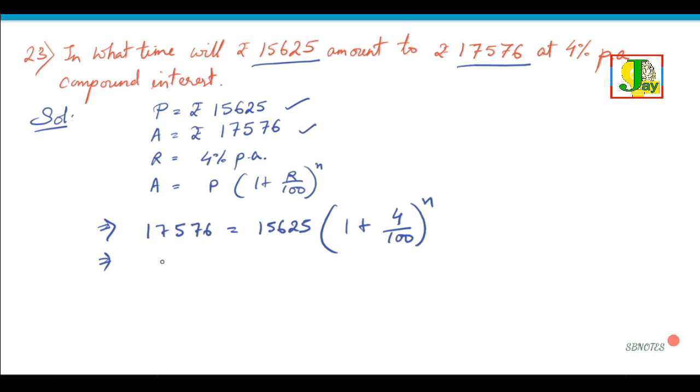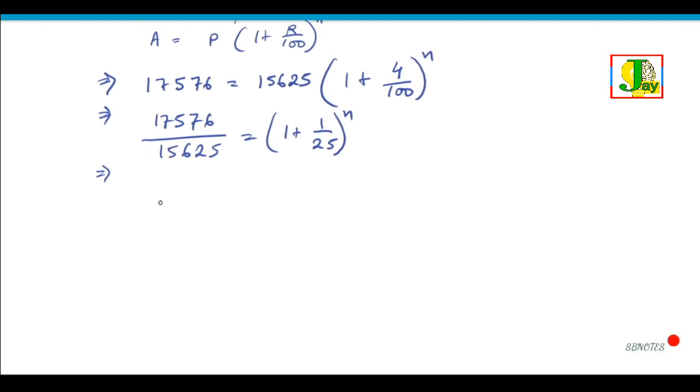So we can take P to this side: 17,576 by 15,625 equals 1 plus 4 by 100, which is actually 26 by 25, whole power n. So again, 17,576 by 15,625 equals 26 by 25 whole power n. Now the left hand side must also be some power of 26 by 25, and only when the base is the same can we equate the powers.